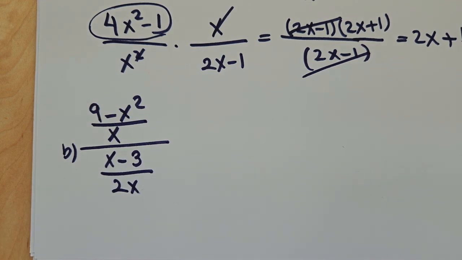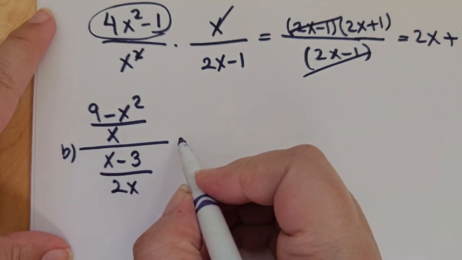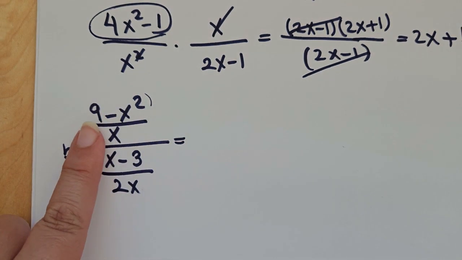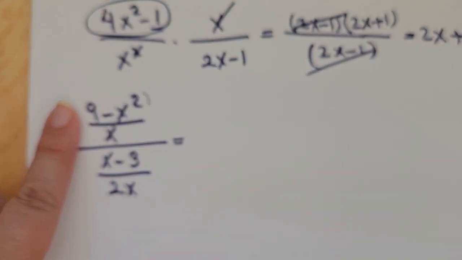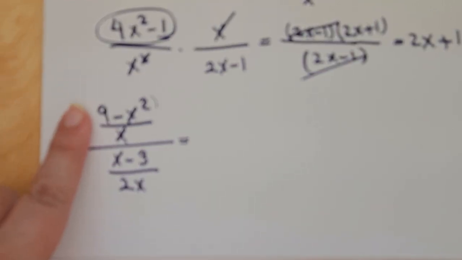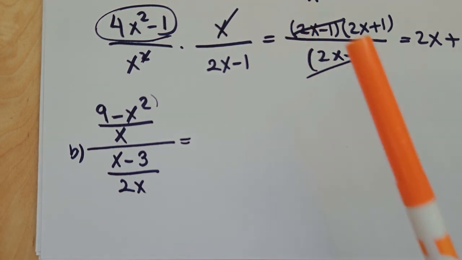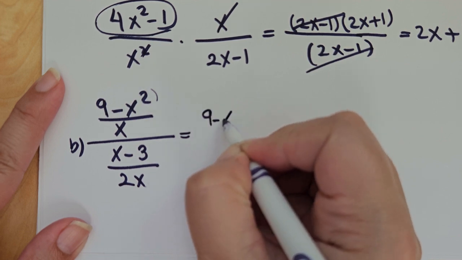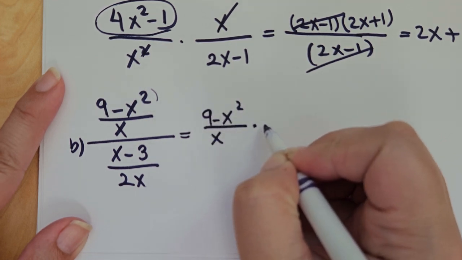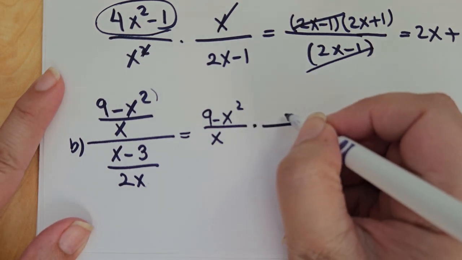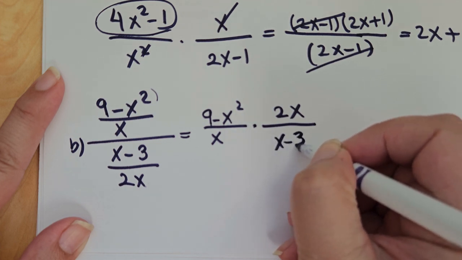Okay, part B of question 5, it says again simplify. So what I'm going to do here, remember I have one fraction in the numerator and one fraction in the denominator. So I'll do exactly the same thing. I do a common denominator, then the simplification. So I will just write down the first fraction, then this fraction line will be turned into a multiplication line, then I have 2x over x minus 3.